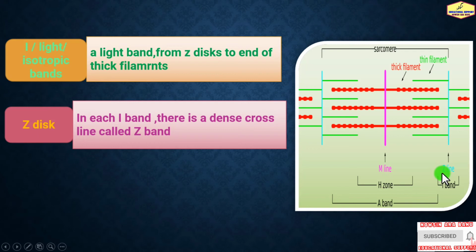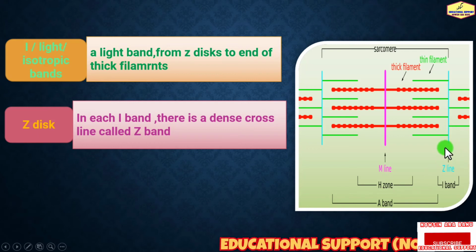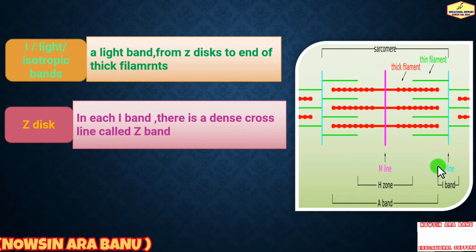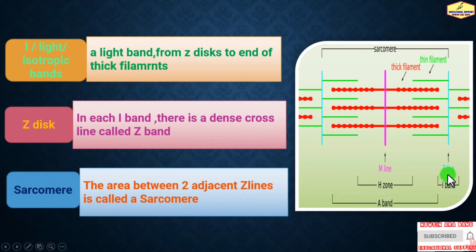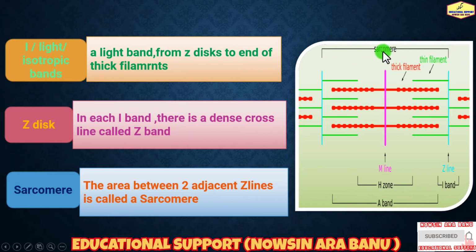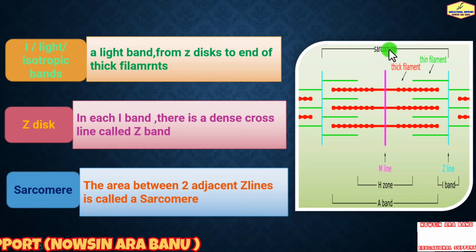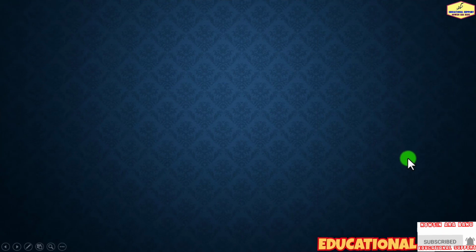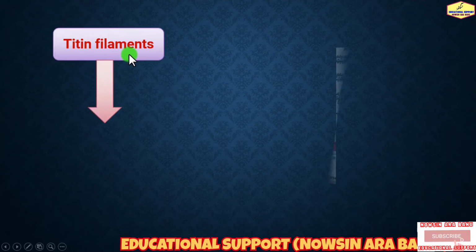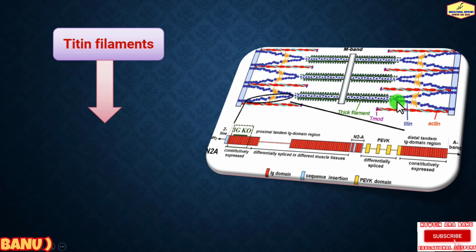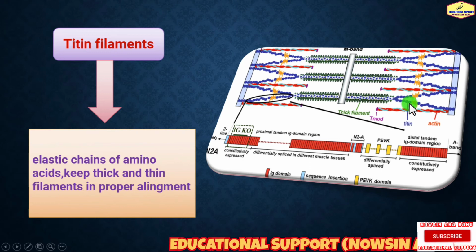Z-line or Z-disc is a filamentous network of protein. In each I-band, there is a dense coarse line called the Z-band. So the area between adjacent Z-lines is called a sarcomere. The Z-disc serves as an attachment for actin myofilaments. Next, we are going to discuss the titin filament. Titin filament is an elastic chain of amino acids and keeps thick and thin filaments in proper alignment.